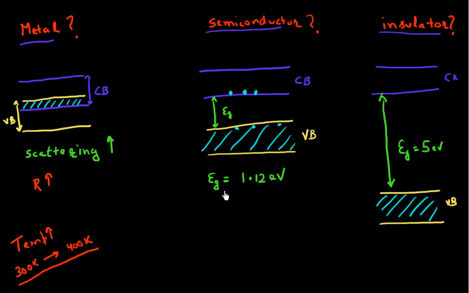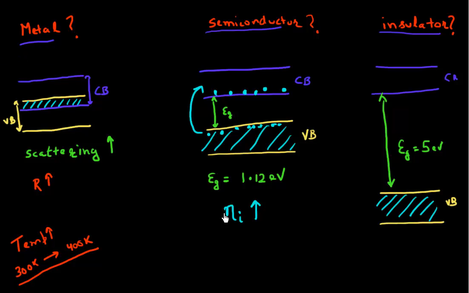Now what would happen if you had a semiconductor? If you had a semiconductor and you increase your temperature, more of these valence band electrons will gain enough thermal energy that they can jump over to the conduction band. So the number of electrons in my conduction band will increase substantially. I'll have a large increase in the number of conduction band electrons.